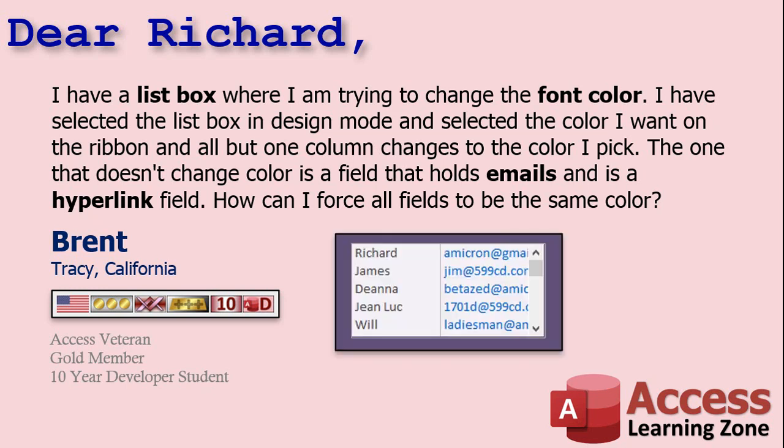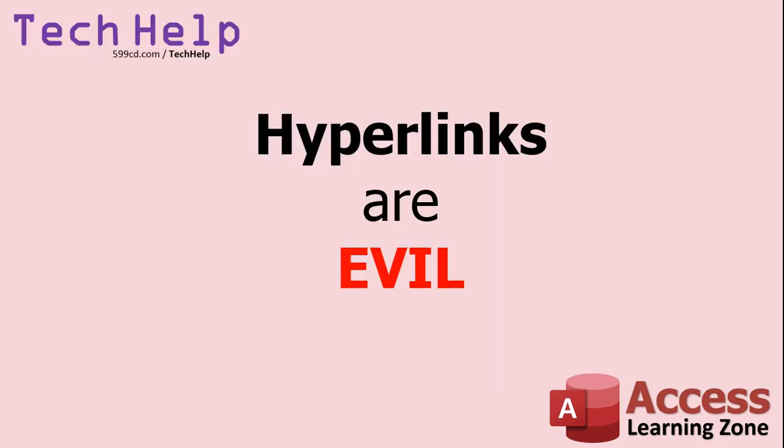And this is what Brent is dealing with right here. You can see I've got a list box. I can try to change the colors, but no matter what I do, those colors are going to stay based on whatever the default hyperlink colors are on your system. You can't change them easily in Access. This is why I tell people in my classes, hyperlinks are evil. Don't use them. They're difficult to work with. There's a much better solution available. I'm going to show you it in this video.